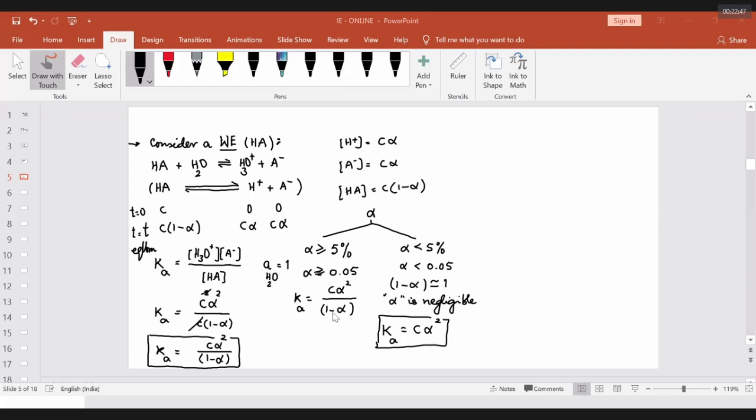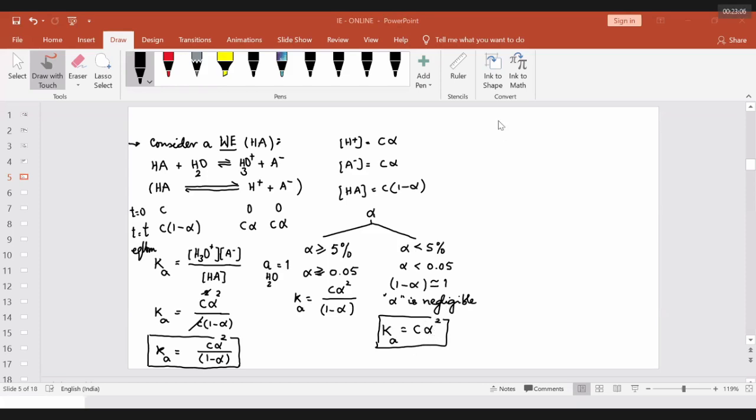If it is so, then you have an equation of the type ax square plus bx plus c is equal to 0. You have to go for quadratic equation and alpha beta roots. All that is not necessary for a physical chemistry student to show its caliber. Therefore, we say K is equal to C alpha square. But remember, it is an approximation.